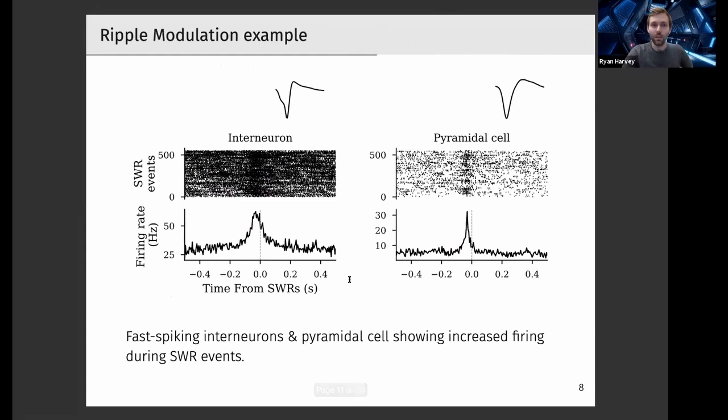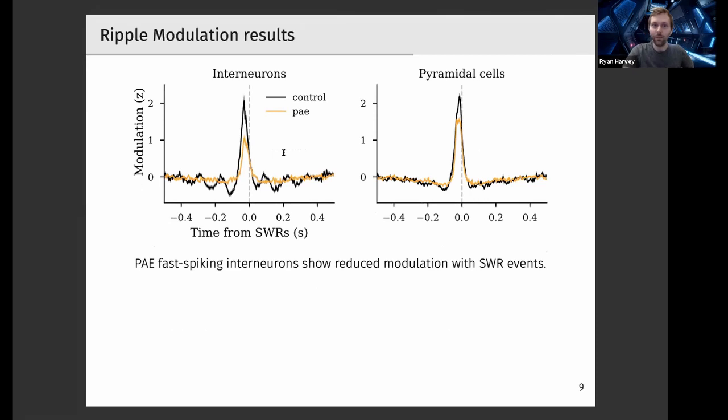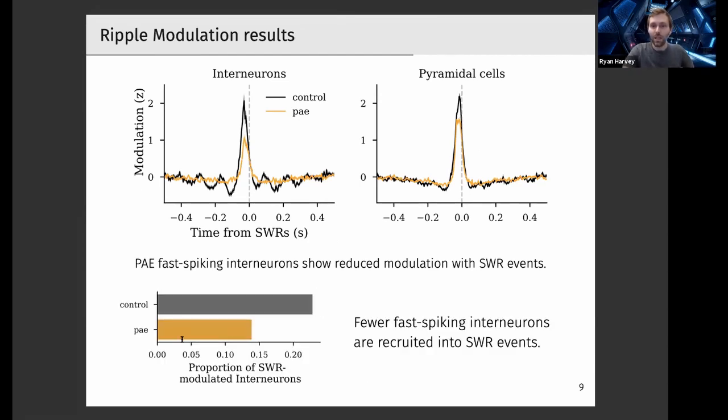The next thing I did was look at what the cells are actually doing during the ripple events. On the left, we have an interneuron, and on the right we have a pyramidal cell from hippocampus. You can see that both these cells are highly modulated by the sharp wave ripple events, and that they fire maximally during the ripple. But when we look at all the cells combined across groups, you can see that there is a slight decrease of modulation of the fast spiking interneurons in the PAE group. There is also a slight decrease in the pyramidal cells, but not to the same extent as the interneurons. Alongside that decreased modulation, I did find fewer significant interneurons that were modulated by the ripple events.